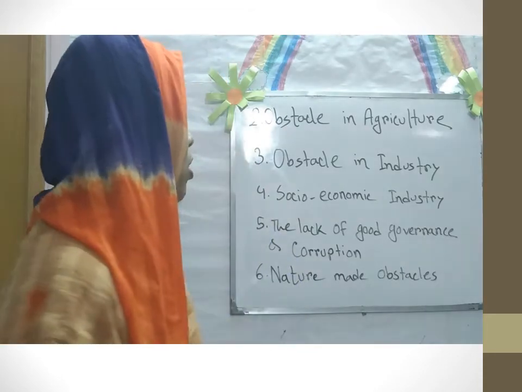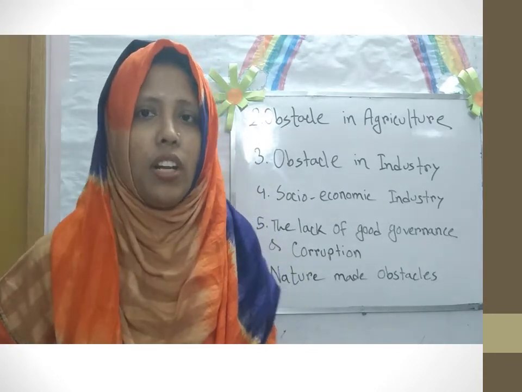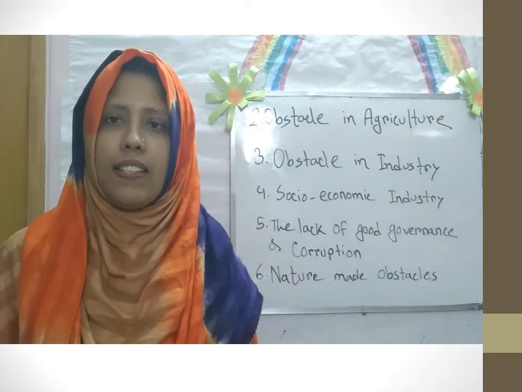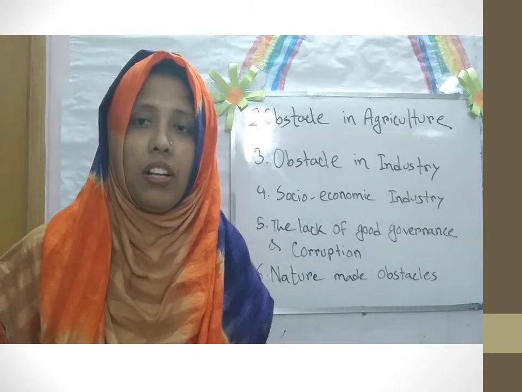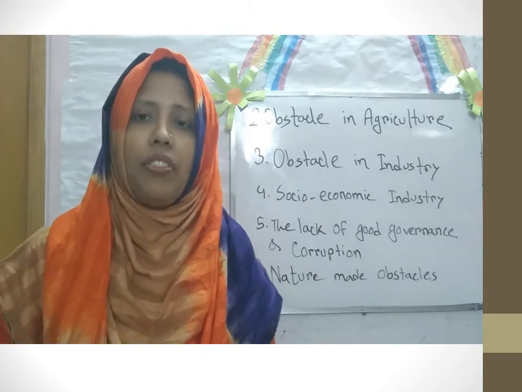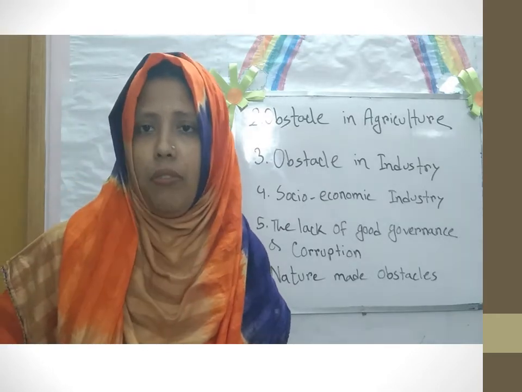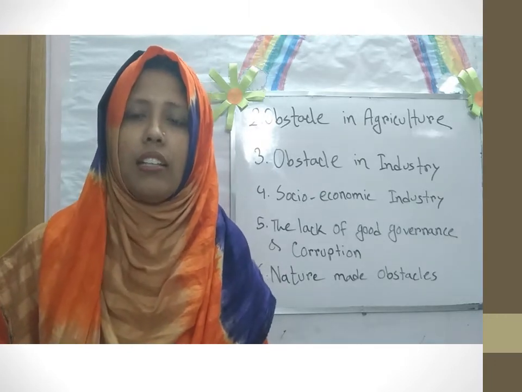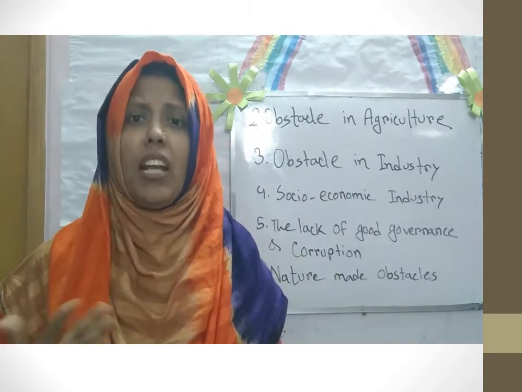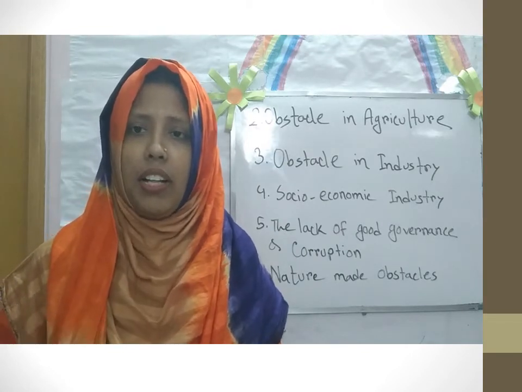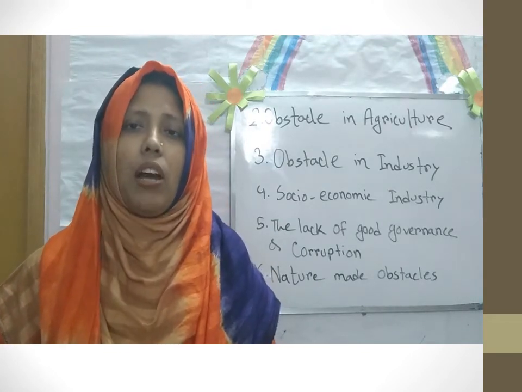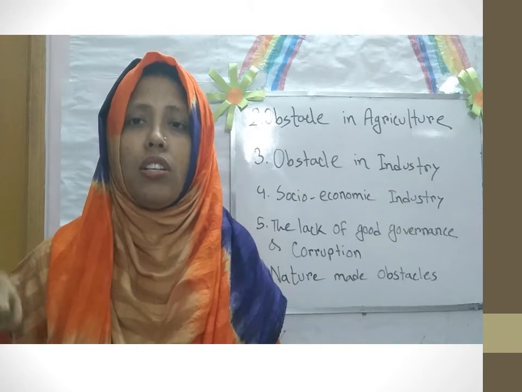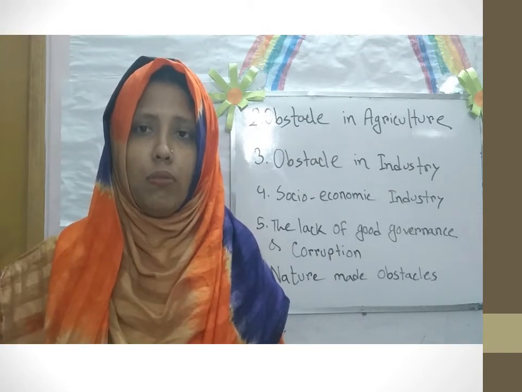After the obstacle of history, the second obstacle is the obstacle in agriculture. The system of our agriculture is not so modern. That's why our agricultural production and storing system is not modern and not so developed. That's why our agricultural condition is not developed, and our economy through agriculture is not developing or not developed.